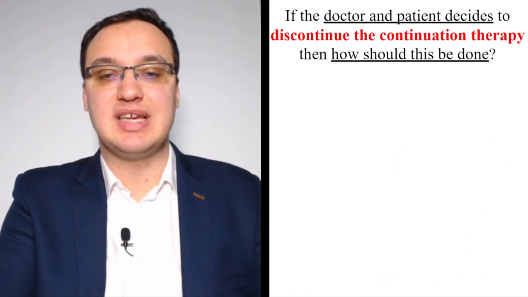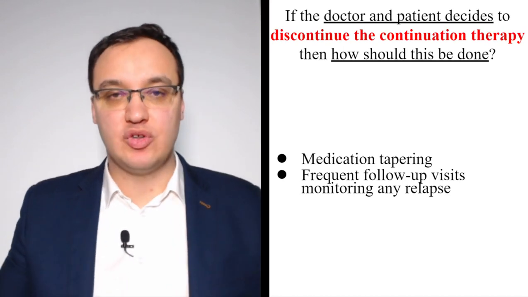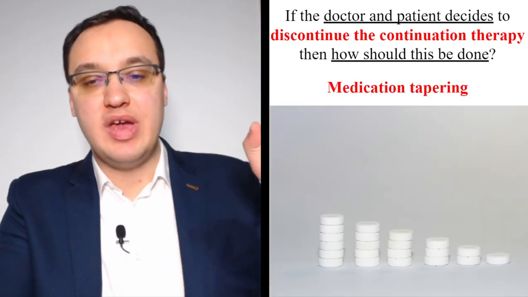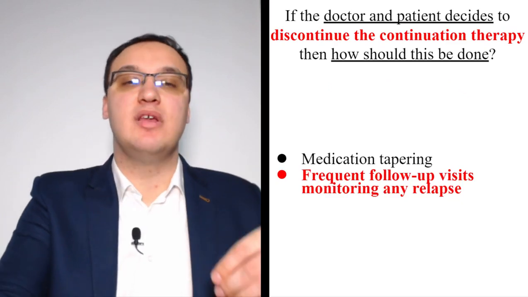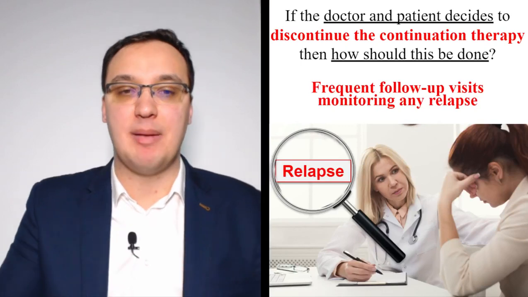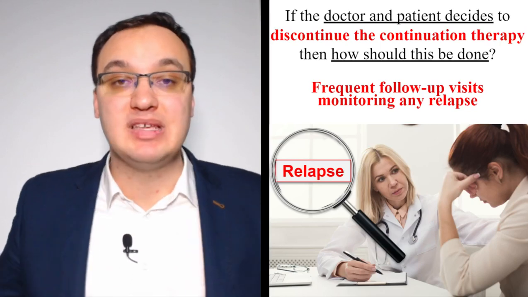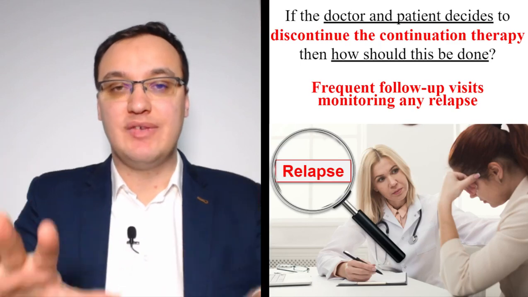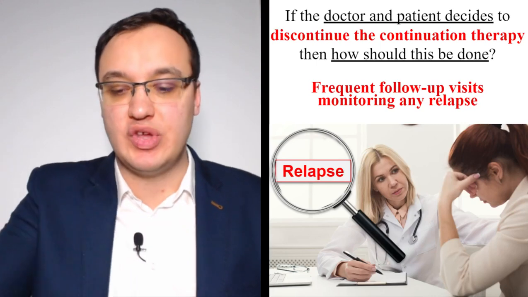So if the doctor and patient decide to discontinue the continuation therapy, then how should this be done? We taper the medication, meaning we slowly but surely decrease the dose of the medication, and we have frequent follow-up visits monitoring any relapse that the patient can have. Because as we are tapering down the dose, maybe the relapse will be stronger and stronger, and we need to monitor it. How? PHQ-9 questionnaire, we will see if the symptoms start to increase. And then we will see that the points start to increase.